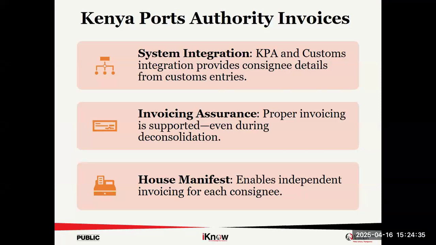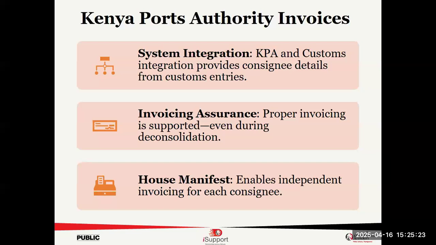Now, let's discuss KPA because this is also another issue that keeps on coming up. There exists, as we speak, an integration between KPA and customs. KPA is able to consume a customs entry from us, whether there's deconsolidation in it or not. The customs entry will have the consignee details. If we look at it from that angle, then you should not be having gaps in your invoices from KPA. So I want to address this from the consignee's part.